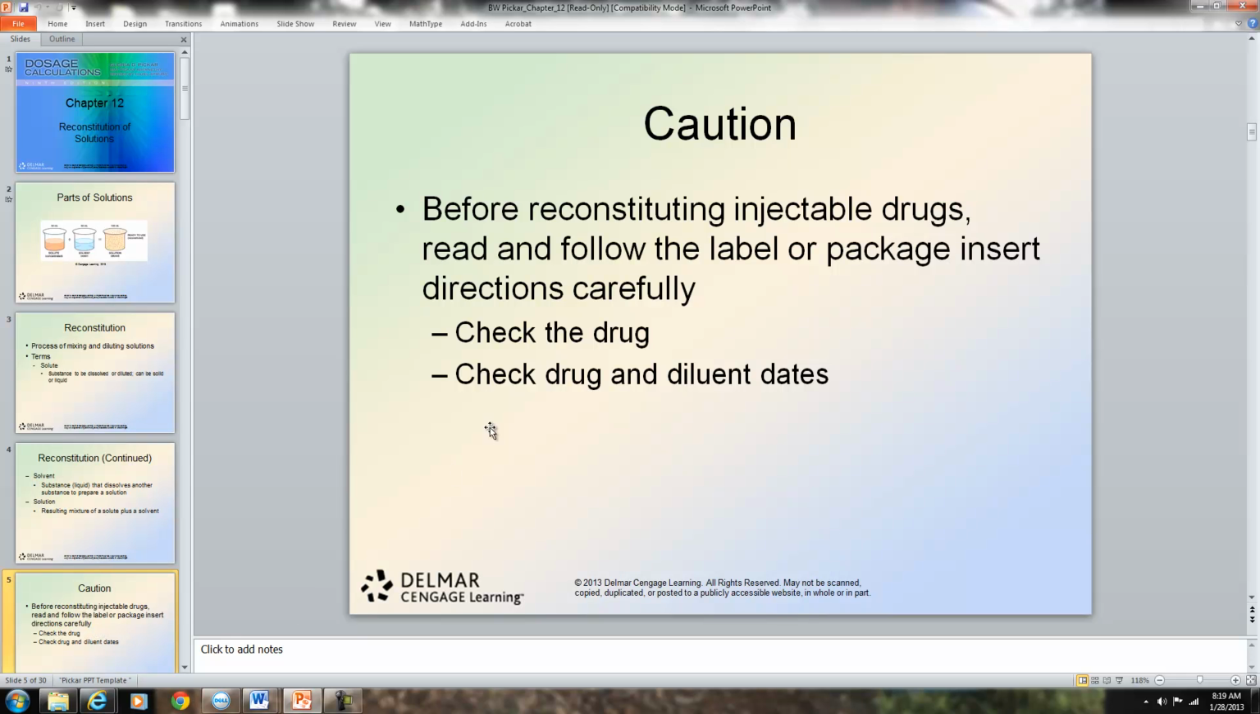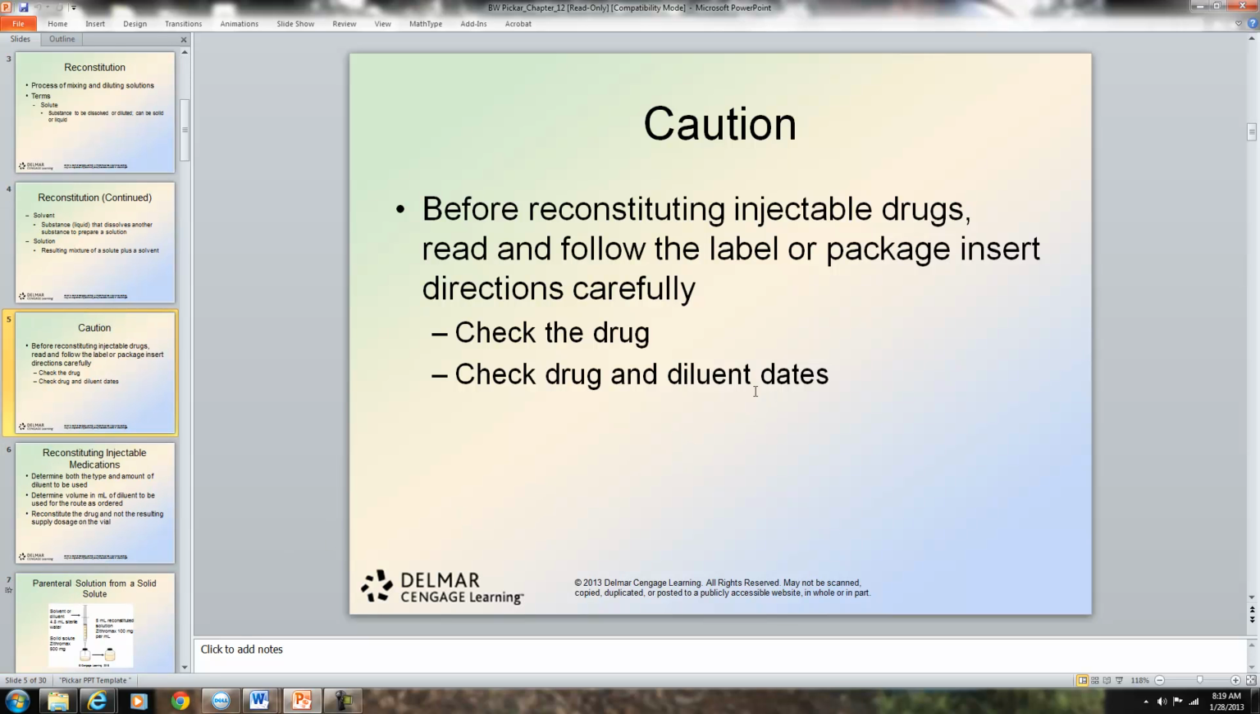We have to be careful when we're reconstituting injectable drugs. We have to read and follow the label or package insert carefully. We have to check the drug and dilute dates, because you have to discard any solution that has expired and loses its strength.